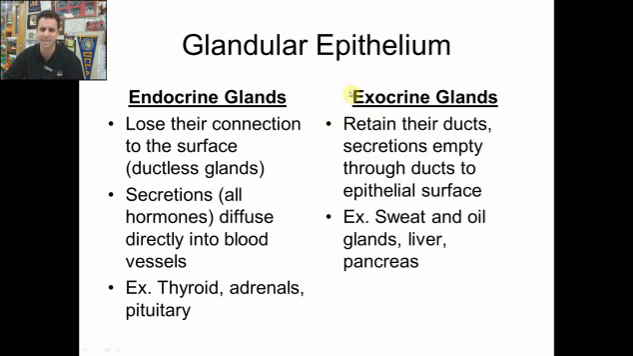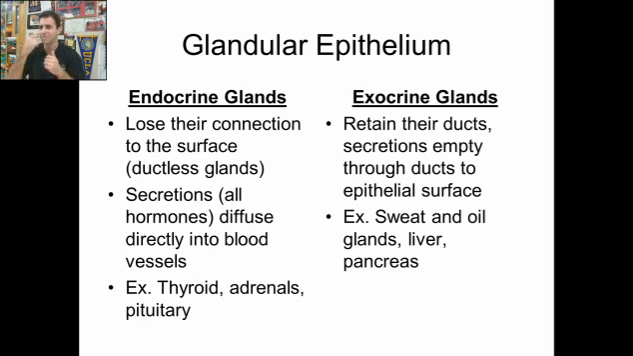Exocrine glands, here we see exo means outside. These glands are connected by ducts or tubing pathways to the outside of the body. Now here's a weird thing. This includes sweat and oil glands and the liver and the pancreas. Wait a second. The liver makes something that goes outside of my body? Yes, the liver makes bile and it secretes that bile into my small intestine. Yes, the small intestine is outside the body.